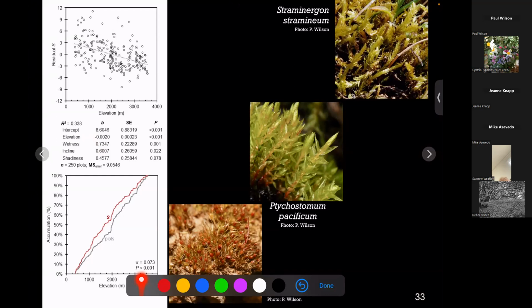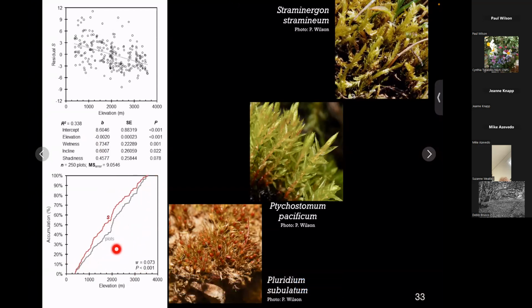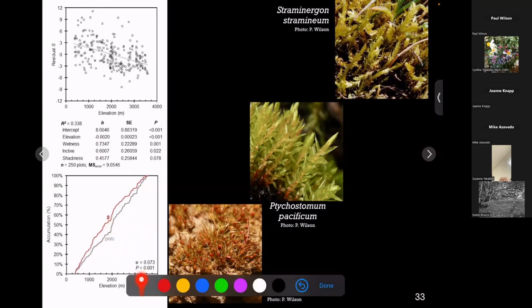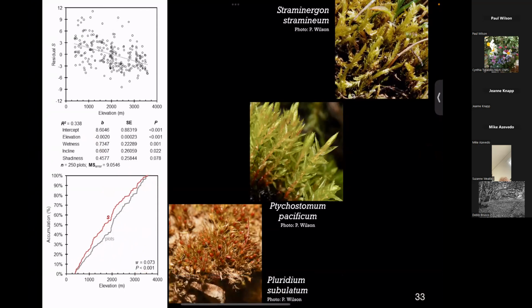You can look at the same data as two cumulative curves. The gray curve here is just the accumulation of plots as we went up the mountain, our sampling effort, whereas the S is the accumulation of species, and you can see they're separated a little bit. So here's some species that we can point out. The lower one there is Chloridium subulatum, and that grows all over in your chapter.